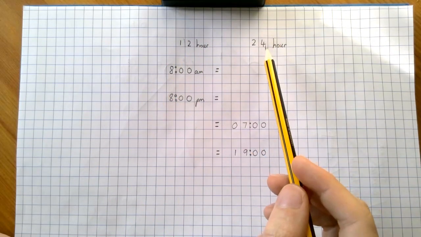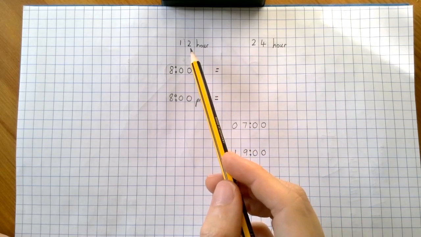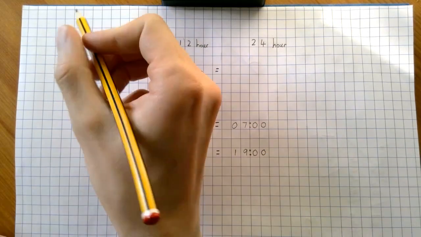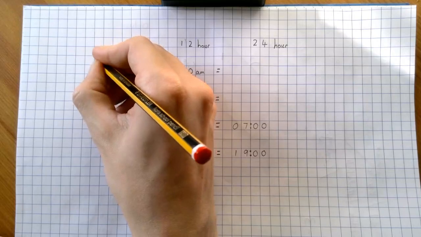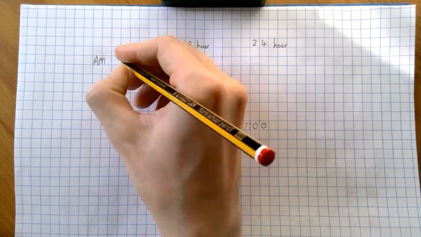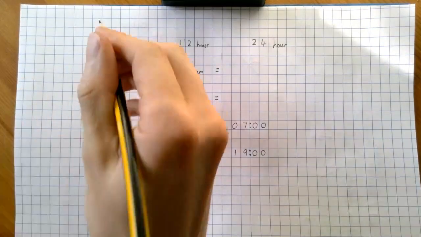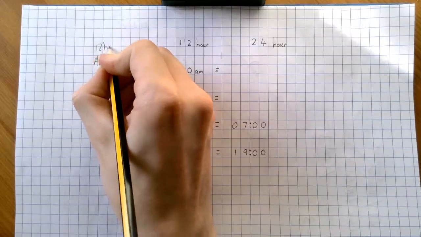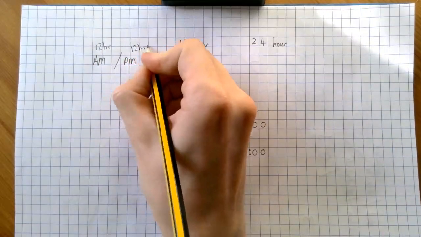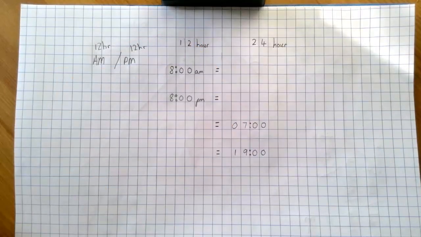So there's 24 hours in a day. So therefore there's 12 hours in half a day. And half a day is broken down into AM in the morning and PM in the afternoon. So we have 12 hours at the front of the day and 12 hours at the back of the day, and somewhere in the middle is midday.